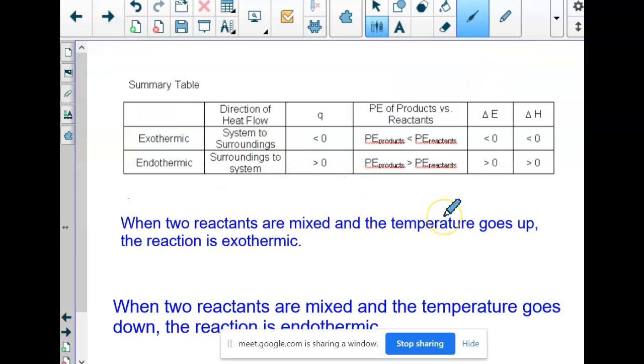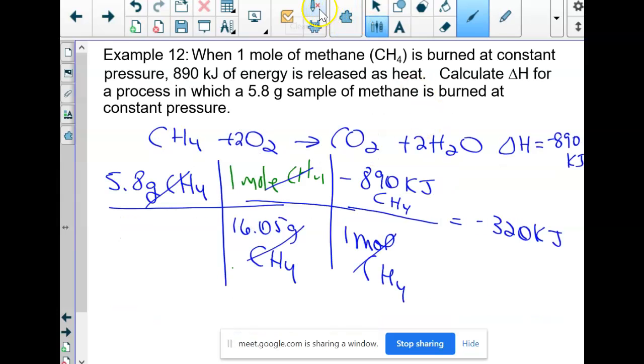Okay, this is just sort of a summary page, right? Talking about endo and exo, right? Nothing to write down here at the bottom of page 10, just reminding you what endo and exo mean and the different terminologies that we've used. And so let's look at this first problem together.